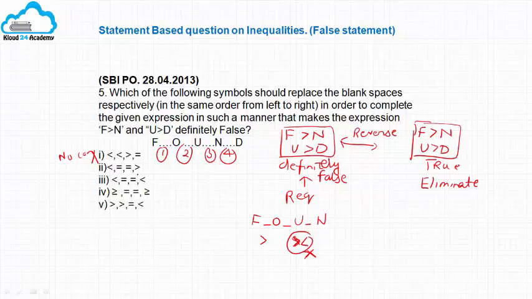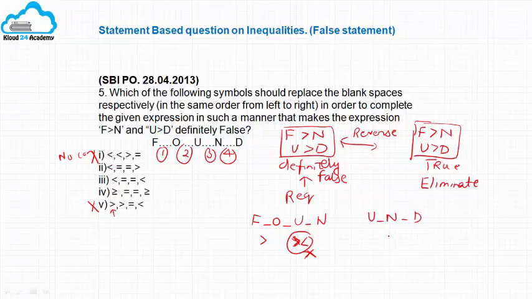In the fifth option, we have a greater than here, which will make it true. So we have to eliminate this. What we have done, we have found f greater than n to be true. We have eliminated the options. So now we are left with second, third and fourth. Let's check for u and d.